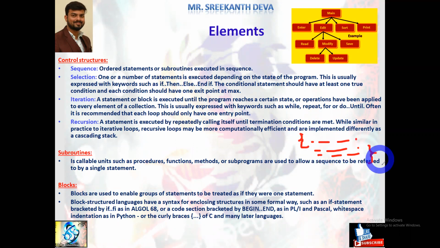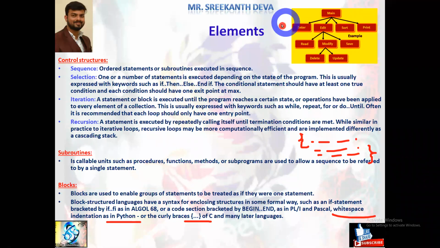Generally we can call them blocks, opening curly braces and closing curly braces. Simply we can call them curly braces. See, in previous languages like ALGOL 68, they used either a code section bracketed by begin and end. But Python does not have block level. Python uses what? White space indentation for opening and closing. But in the C programming language, we are using what? Curly braces. Block levels are used for groups of statements to be treated as if they were one statement.